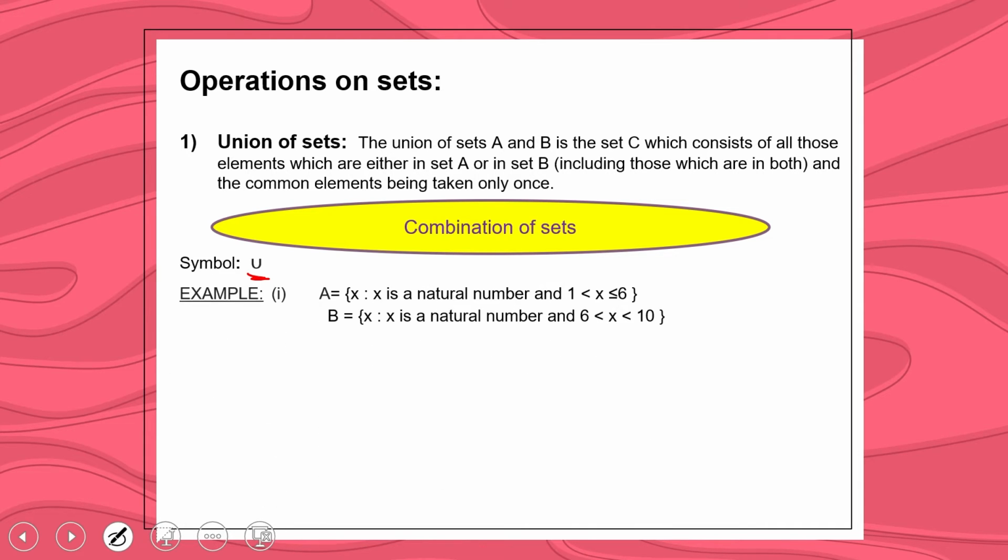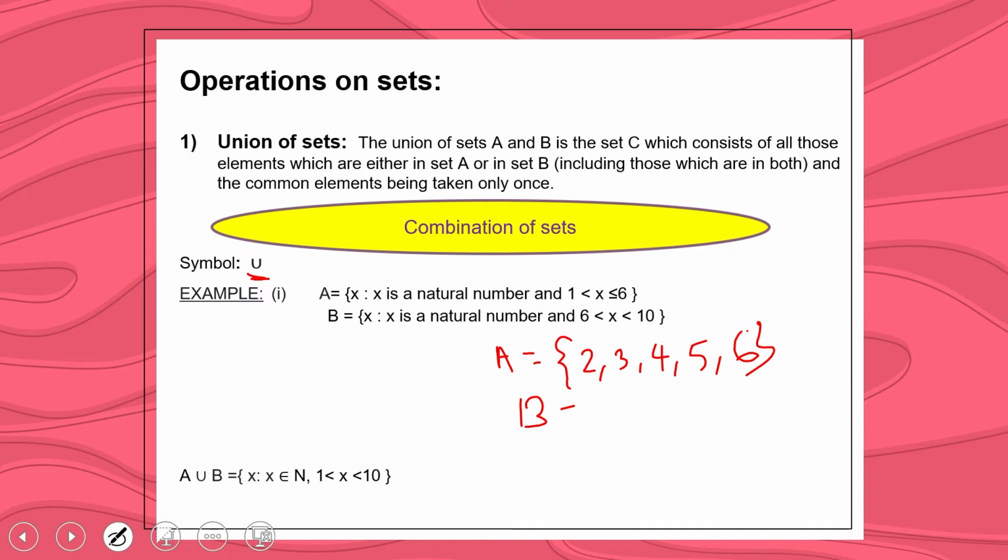Let's take an example. A is a set X such that X is a natural number and X is greater than 1 but less than 6. Another set is B, which consists of X greater than 6 but less than 10. So here, students, first of all, we have to convert all the given sets into roster form. Let's convert set A into roster form. The members of the set will be X greater than 1, so we cannot write 1 here: 2, 3, 4, 5 and 6.